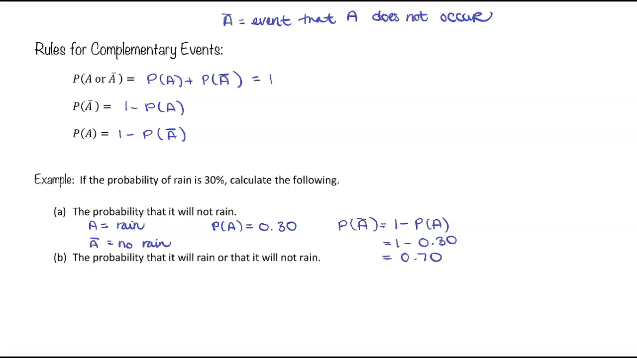Let's find the probability that it will rain or that it will not rain. Think about that intuitively. The two options are raining or not raining, so that sum total should be 1. Writing this out, we have the probability of A or not A. That's the probability of it raining plus the probability of it not raining, which of course is equal to 1. We are certain that it will either rain or not rain.